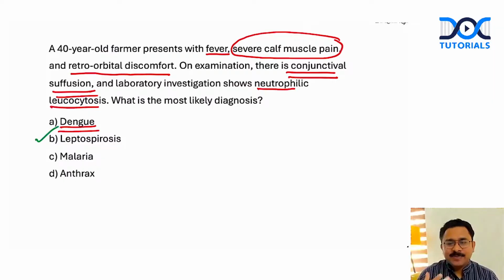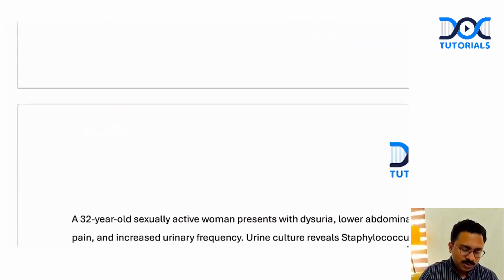You can have calf muscle pain, calf muscle tenderness in leptospirosis. And leptospirosis being a bacterial infection, usually you get leukocytosis. Rarely, even the WBC count can be normal, but again, neutrophilic leukocytosis is expected. But in dengue, you're not at all expecting any sort of leukocytosis. So don't think that dengue is the only infection which has retroorbital pain. Even in leptospirosis, you can very well have. Okay, right. And malaria, anthrax, again, the features are not suggestive of that. Okay, let us go to the next question.